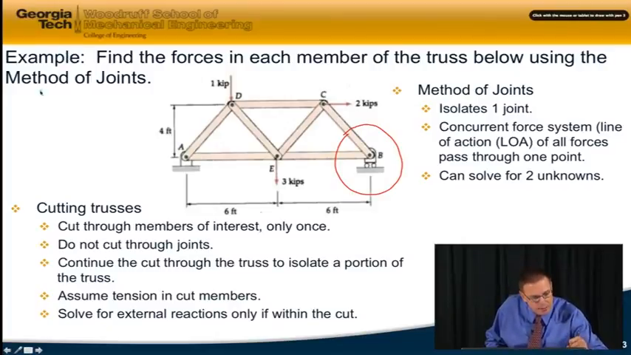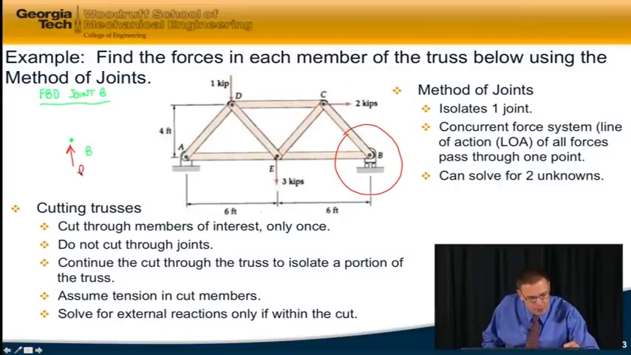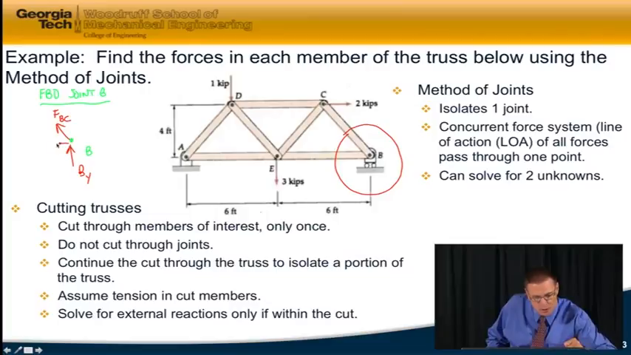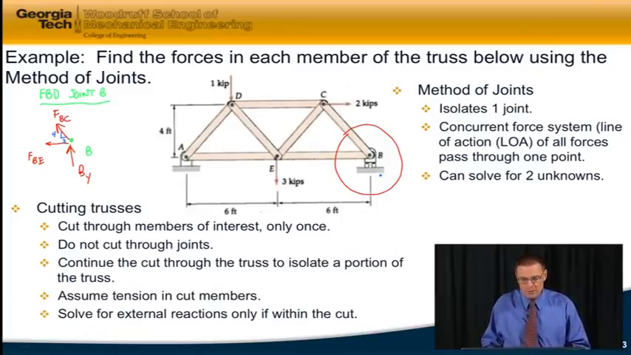So here is a free body diagram of joint B. I've got an external reaction here, BY, from the roller, and I'm going to assume tension in FBC and tension in FBE. And from geometry, I see that this is a 4 on 3 slope: 4 high, 3 horizontally. Okay, so that's my free body diagram.